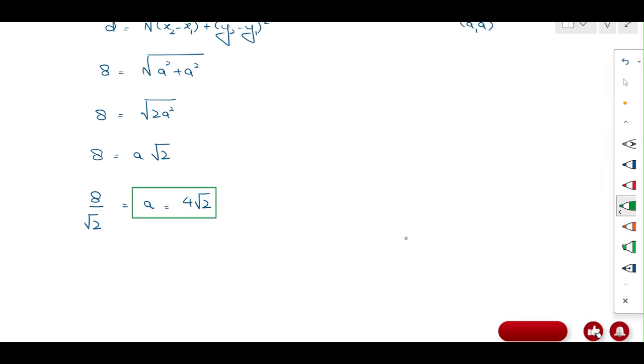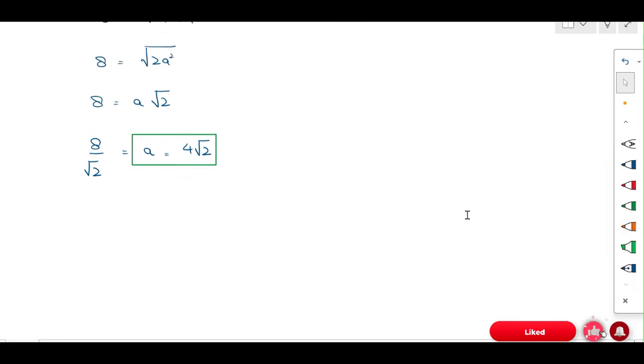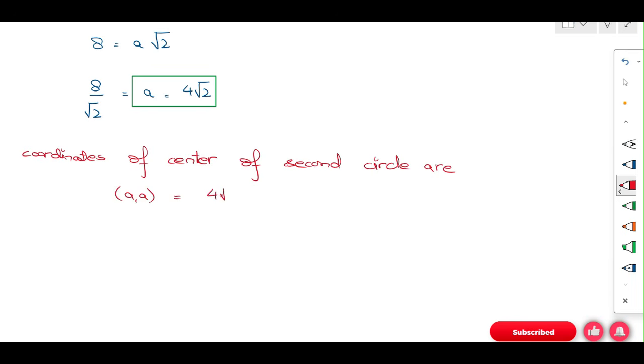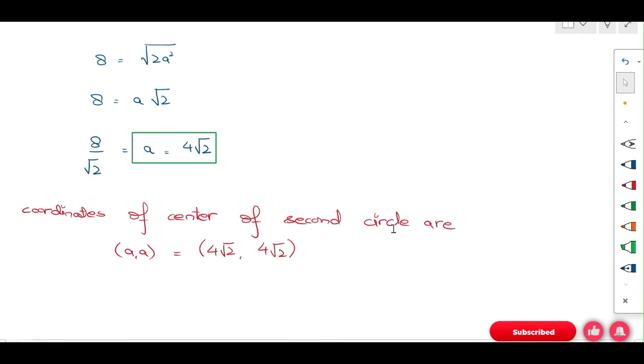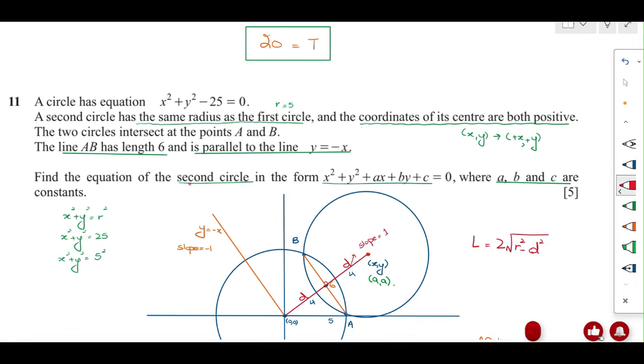Okay, so we got the a. Now a is basically the coordinate of the center of the second circle. So what are the coordinates of the center of the second circle? The coordinates of the center of the second circle are (a, a). So those coordinates are 4 root 2 and 4 root 2. So all this we did to get the coordinates of the center, because we need to solve for the equation of the circle.